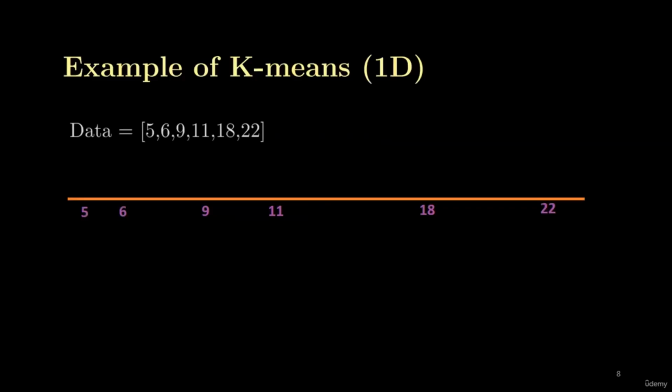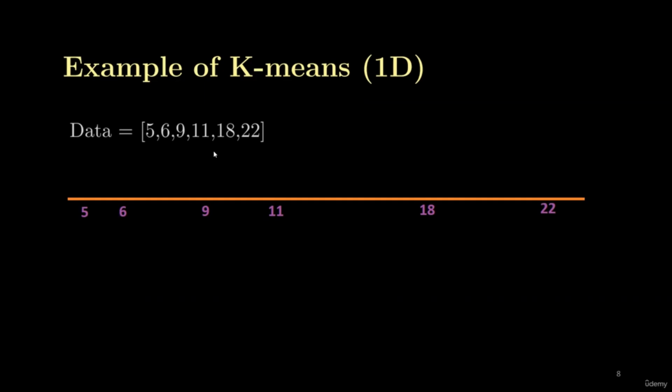So this is my 1D data. I have selected a simple one-dimensional data having only 6 data samples. Since the data is 1D, I can simply plot this data on a number line. You can see this is the number line. So this is the position of 5 on the number line, 6, 9, 11, 18, and 22. To start with, we are going to apply the K-means algorithm on one-dimensional data, and we have successfully plotted this data on a number line.